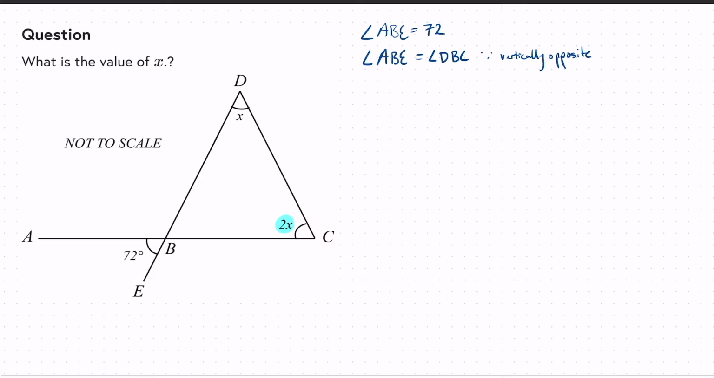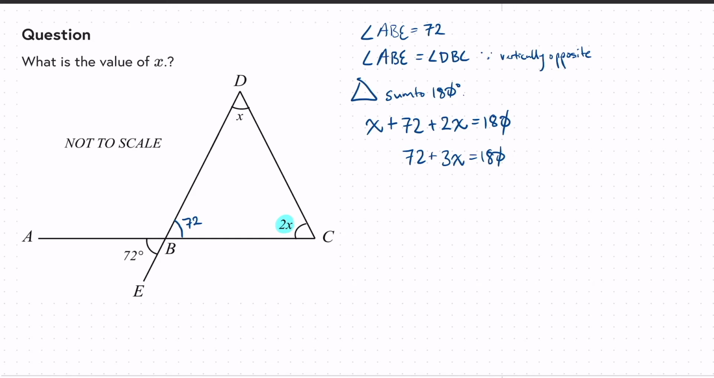So, what's this angle in here? Well, it's going to be 72. And if that's true, well, the angles in a triangle sum to 180. Therefore, x plus 72 plus 2x is equal to 180. 72 plus 3 lots of x equal to 180.